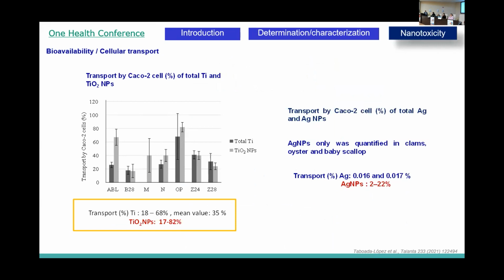We have obtained that in the case of titanium dioxide nanoparticles, about 17 to 82% of the nanoparticles can cross the membrane. These are shown for mollusks, so mussels, clams, etc. And lower transport can be obtained for silver nanoparticles. You see here that it is lower than 22%. So the titanium dioxide appears to be more bioavailable than the silver nanoparticles.